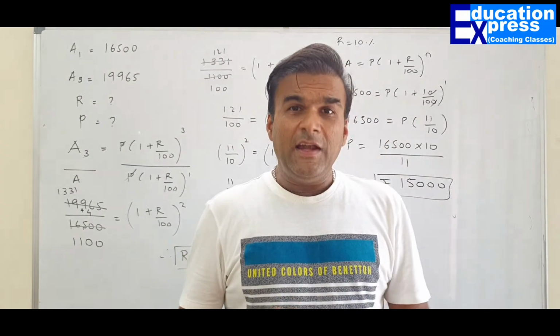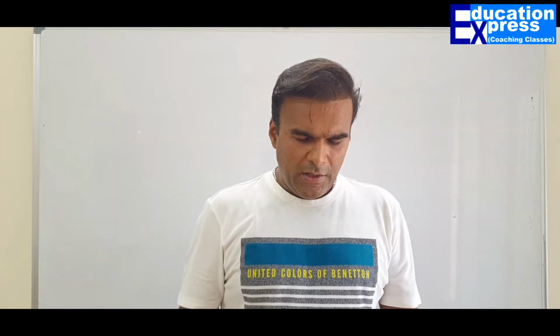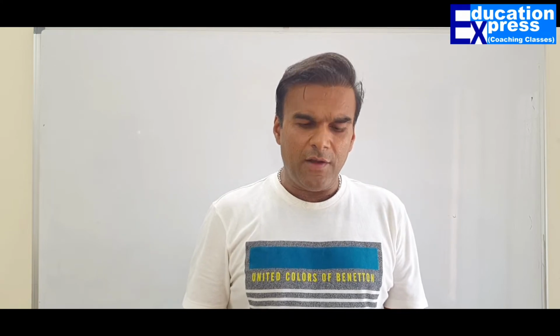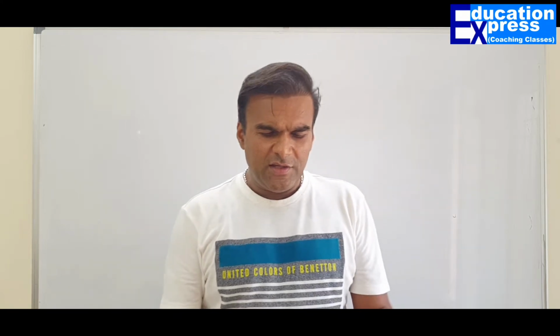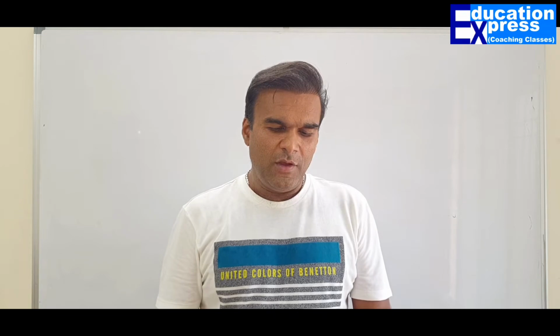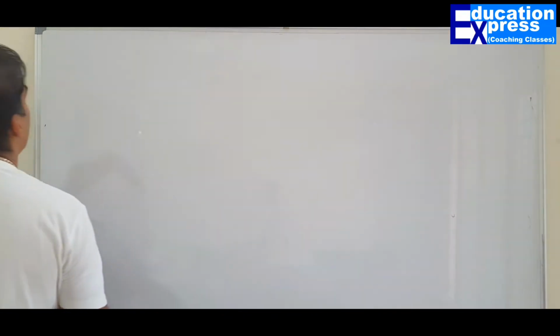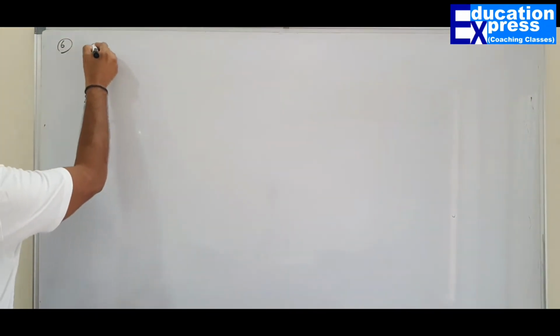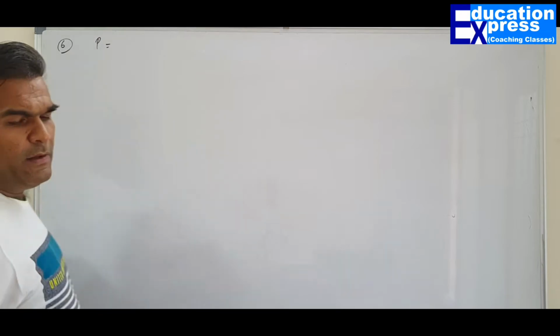Let us move on to the next question. Question number 6. The difference between the compound interest and the simple interest on rupees 7,500 for 2 years is 12 at the same rate of interest per annum. Find the rate of interest. So basically they had given us the principal portion. This is question number 6.